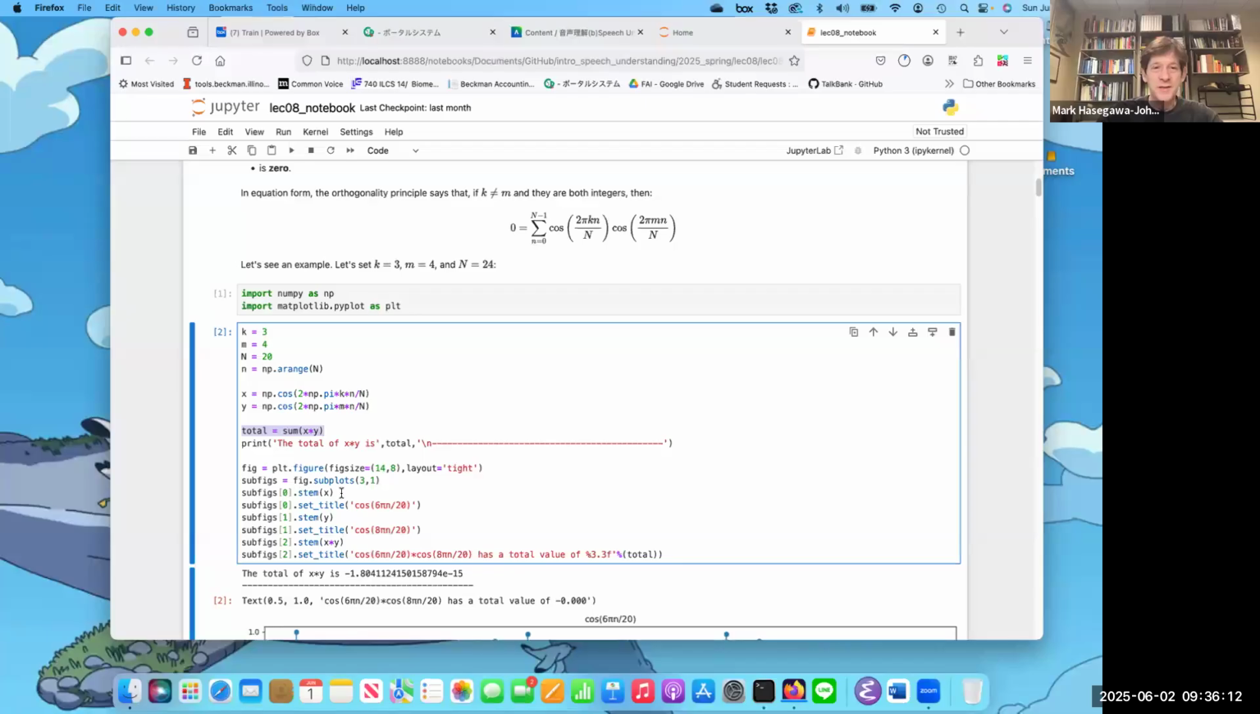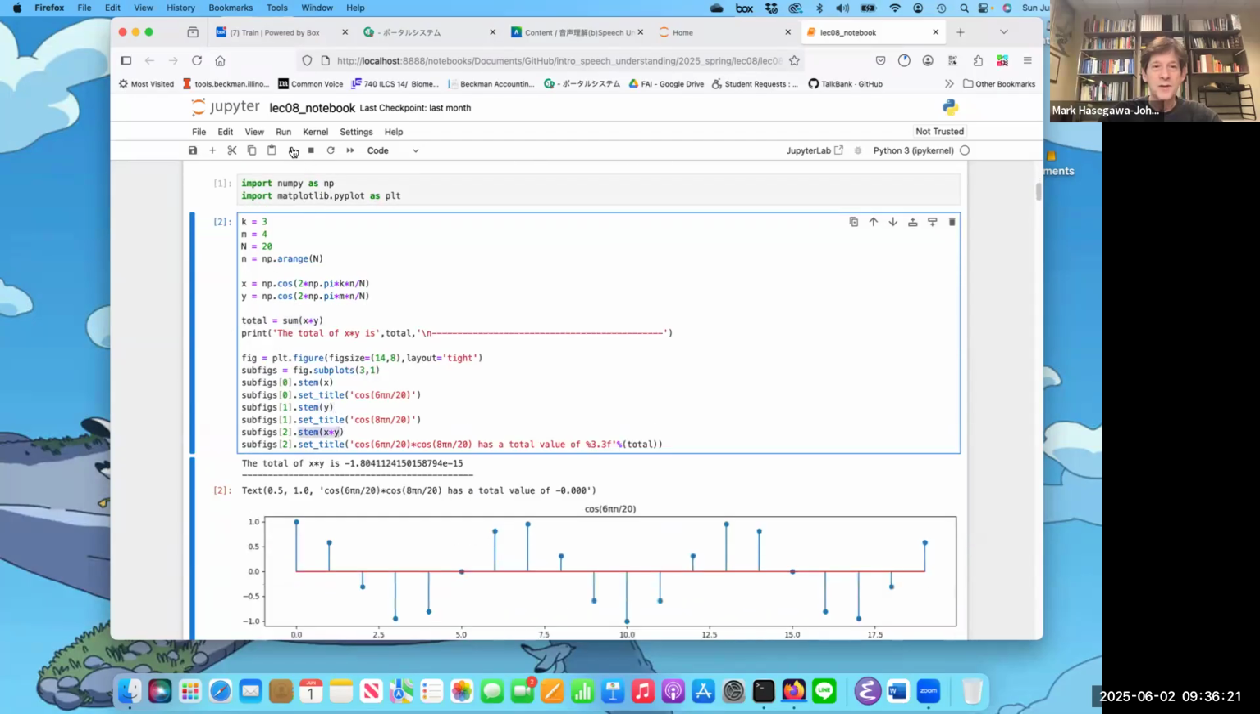And then I can plot in subplot 0, I'll plot x. In subplot 1, I'll plot y. In subplot 2, I'll plot the product of those two cosines. So let's plot that.